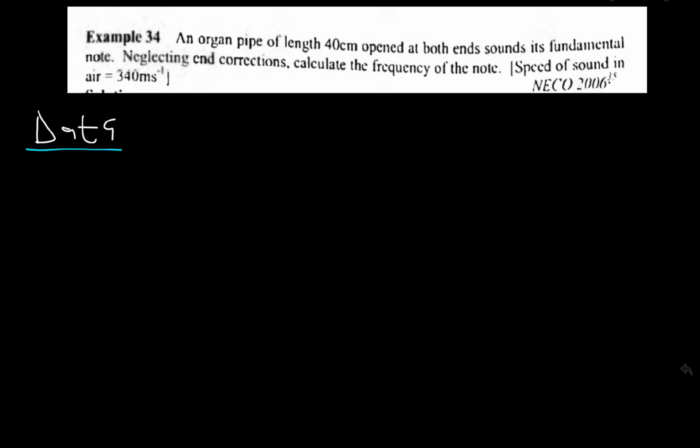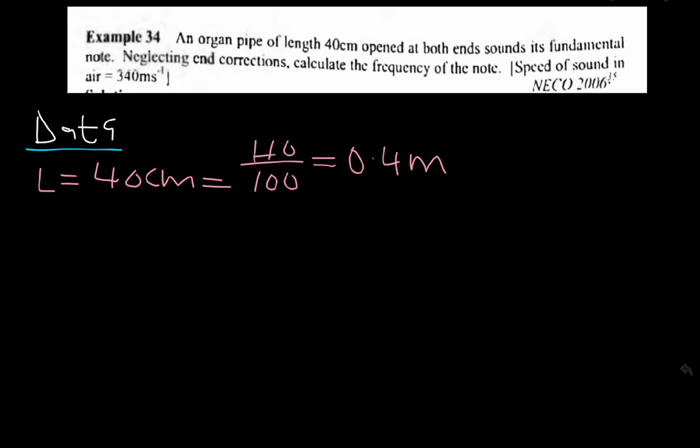And next, we need to write out our data. The length of the organ pipe is actually 40 centimeters. So L is 40 centimeters. And please note, we won't make use of centimeters, so we need to just convert it straight up to meters. And how do we do that? We'd say 40 divided by 100, and would end up with 0.4 meters. This is established.